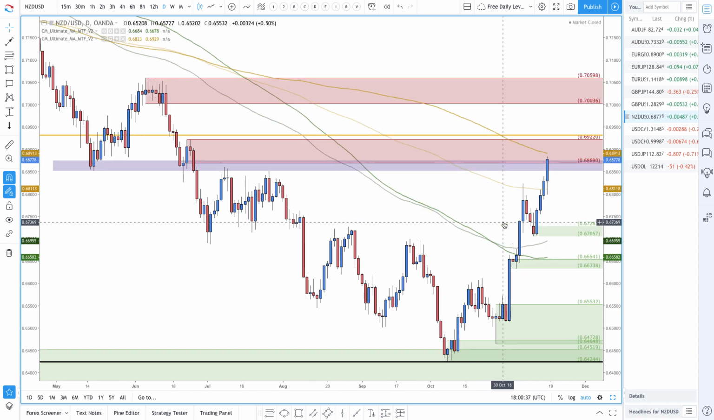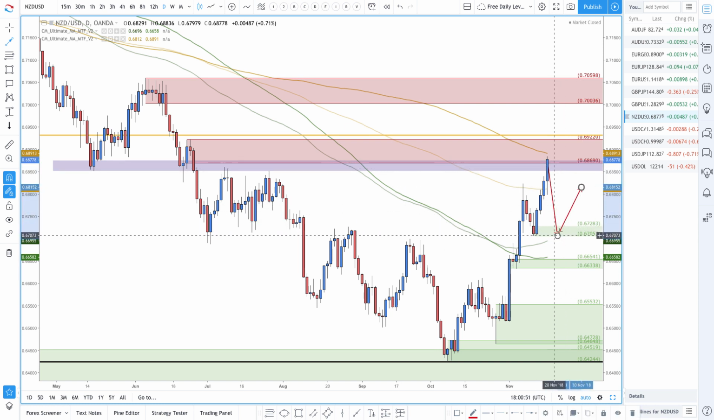Again, this is not a recommendation to buy or sell. I'm just telling you what I'm potentially doing in this zone right here. If you want to be a buyer of the New Zealand dollar, then at the moment you're going to have to wait for price to really come down into this area here, this demand zone here, before looking to get long.